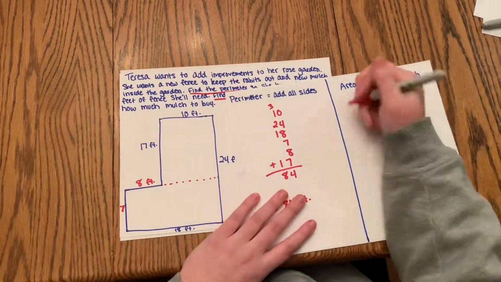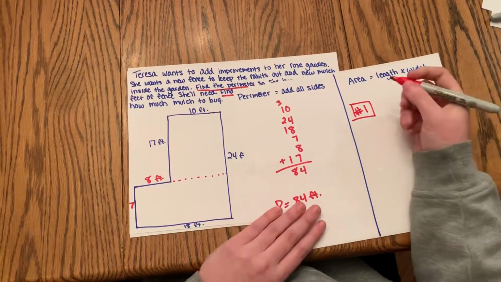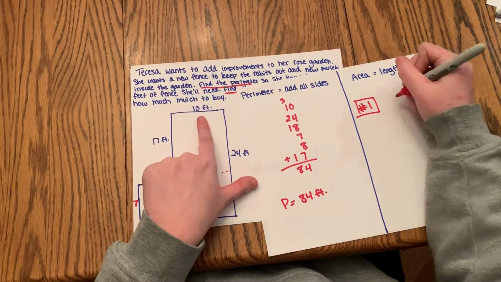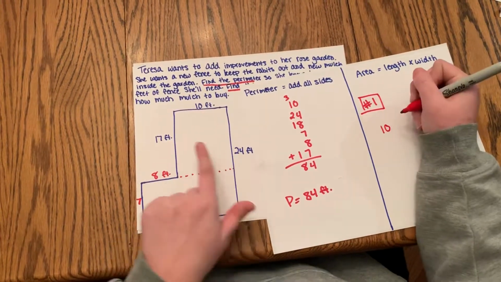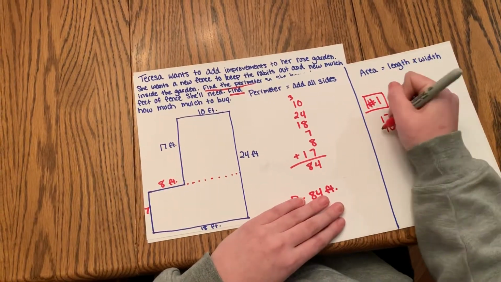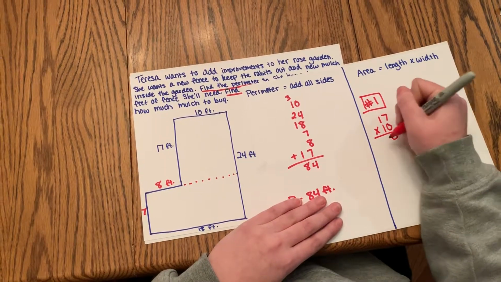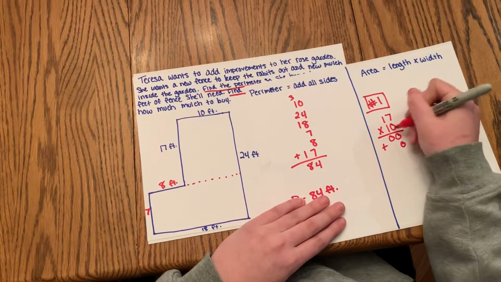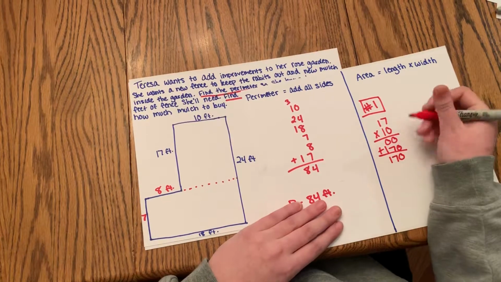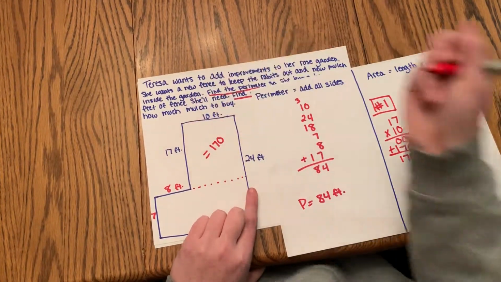For the first one, we'll do shape number 1. We have the width is 10. The length is 17. So we're going to multiply those together. And we get 0 and 0. We put in our placeholder. Then we get 7 and 1. So we know that the area of this is 170.